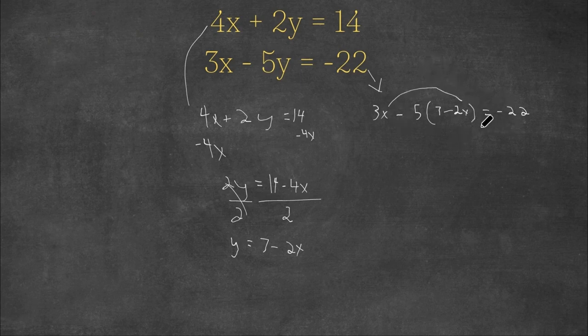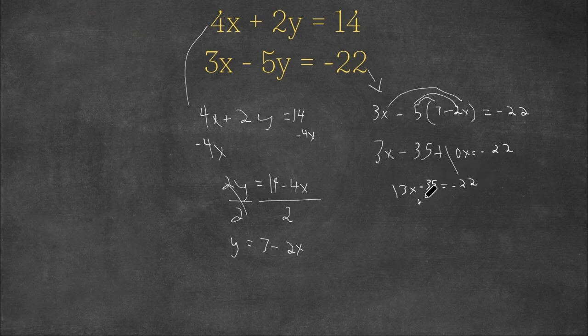So now we could actually find the value of x using just this equation. So let's first distribute this 5 to simplify this a little bit. So we're going to multiply our 5 with 7 as well as negative 2x. Remember all the terms in the parentheses when we're distributing. So this gives us 3x minus 5 times 7 is 35. And negative 5 times negative 2x is positive 10x equals negative 22.